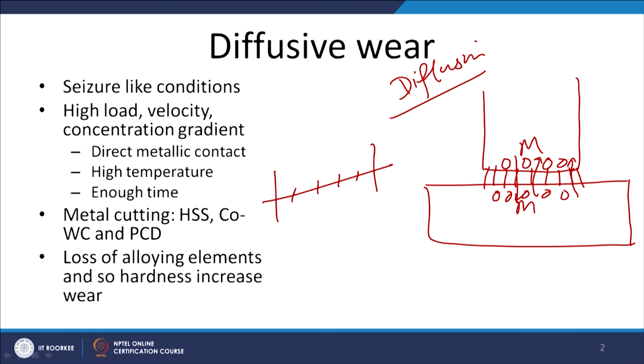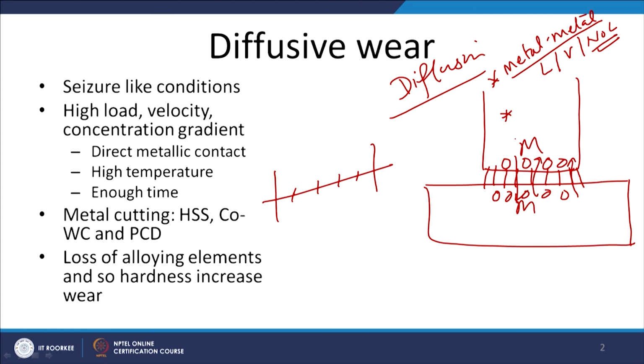So, this is one requirement, that there has to be direct metal to metal contact, and this can happen when the load is high enough, velocity is high enough, and say there is failure of the lubricant. So, there is nothing to keep them separate. Basically, seizure like conditions lead to no lubrication, and lead to this situation. This is one aspect where direct metal to metal contact is needed.